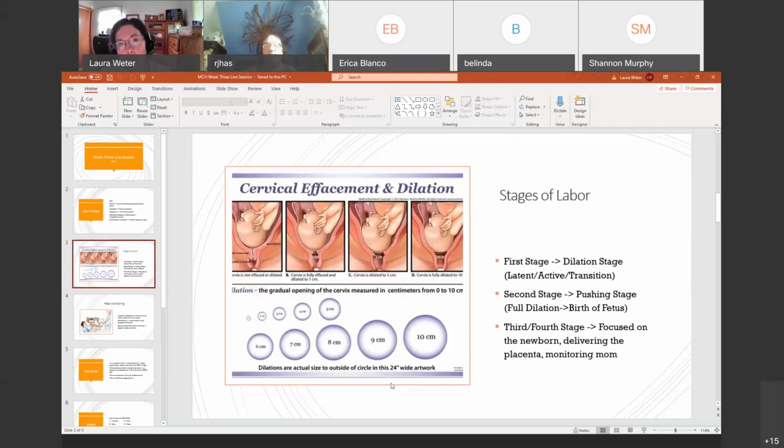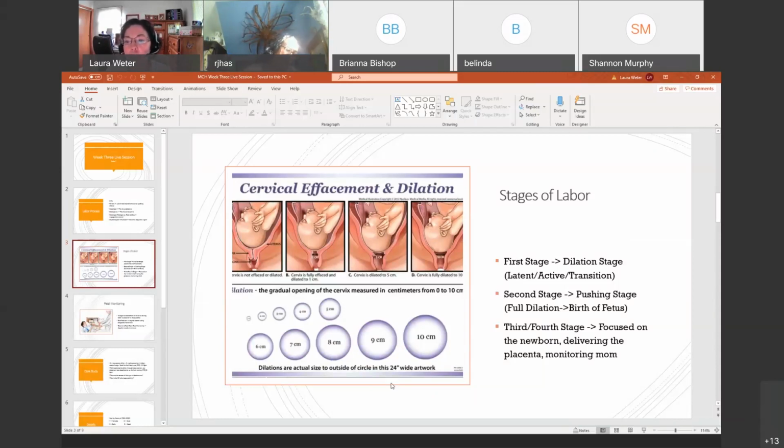So labor is divided into stages. We're going to talk about the first, the second, and the third, and we'll just very briefly touch on the fourth. We're going to cover the fourth stage more next week when we talk about postpartum. But the first stage is considered the dilation stage. This is where the cervix is dilating and what we call effacing. So what do we mean when we say effacing? Does anybody know what that means? The thinning of the cervix. Yes, excellent. Thank you very much. Yes, the thinning of that cervix. So we need the cervix to dilate and we need it to thin.